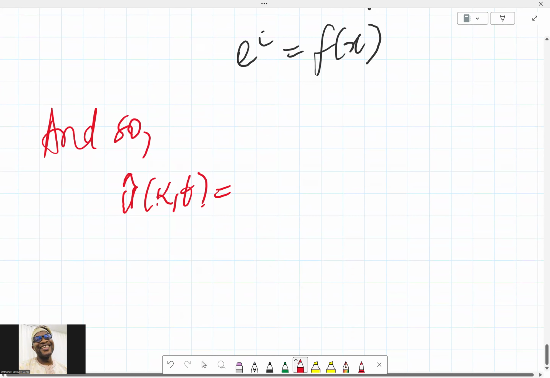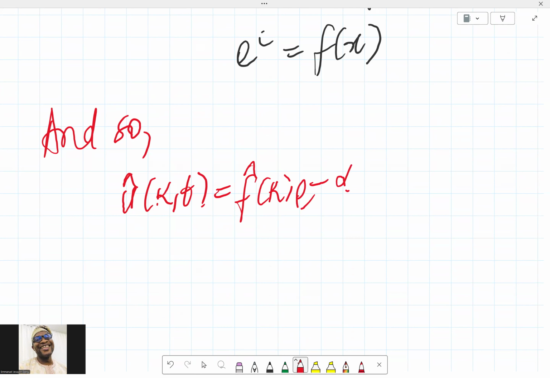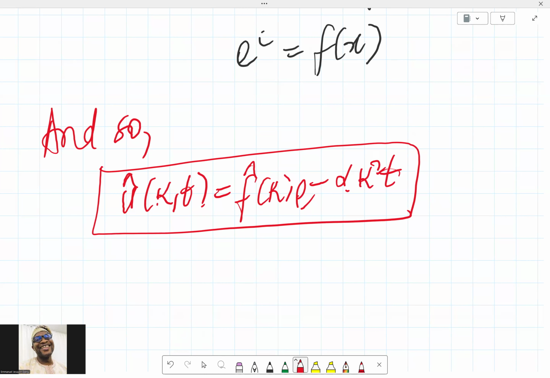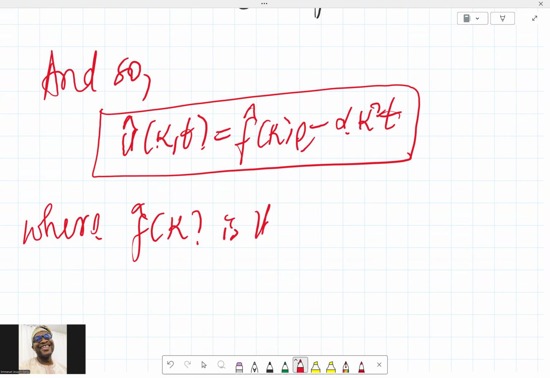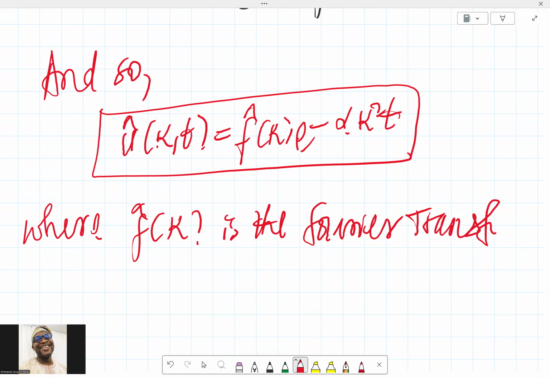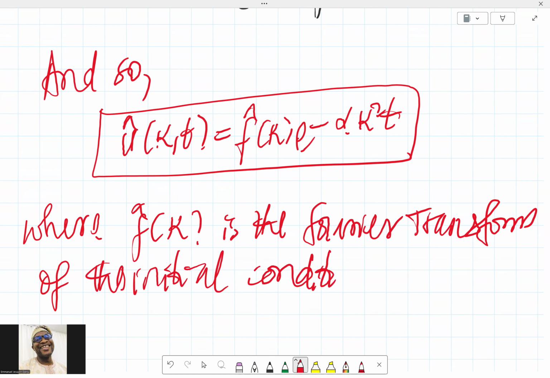Yeah, so this will be f cap of k e raised to the power minus alpha k squared t. Okay, and this is the solution. But why do we have f cap k? Where f cap of k is the Fourier transform of the initial condition f of x. Okay, so we have that. We have solved that ODE.